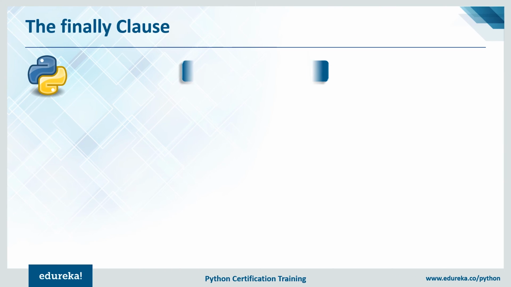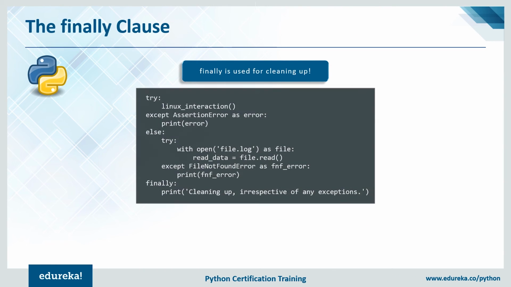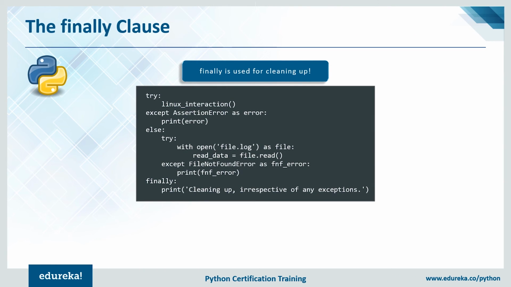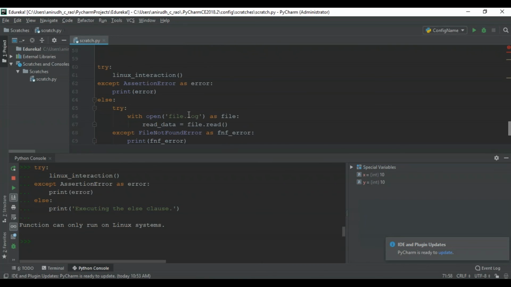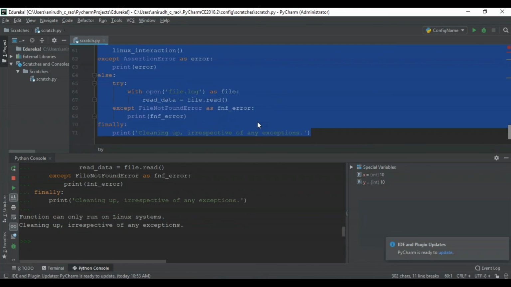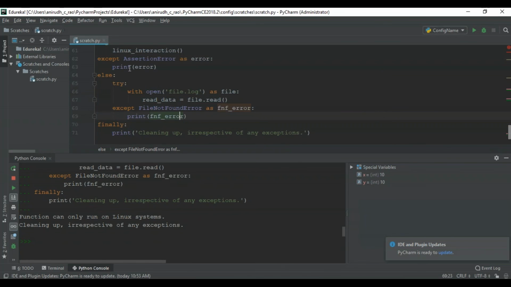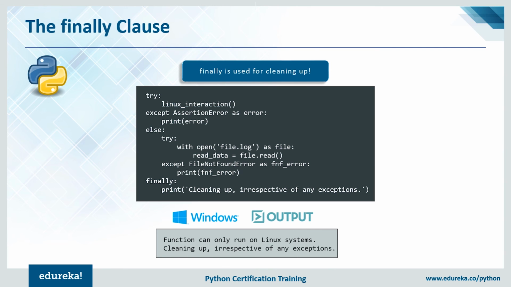So let us quickly check out a coding example. This is the particular code I have for you. Let me jump back into my PyCharm and we can execute this. So I'm back in my PyCharm. Let me quickly run this. As you can see, it says that the function can only run on Linux machines. This is because I'm on a Windows machine right now. And no matter what, exception or no exception, we have this message which is cleaning up irrespective of any exception. So this is basically the use of finally, and that is as simple as it gets.